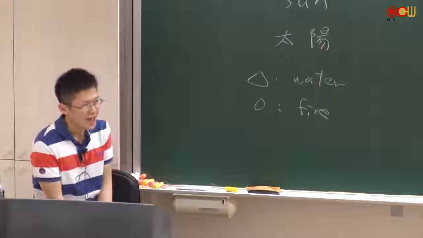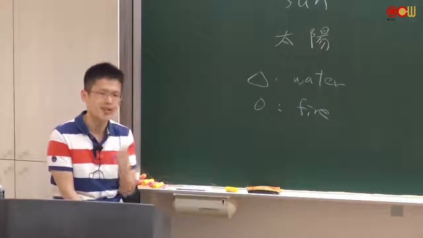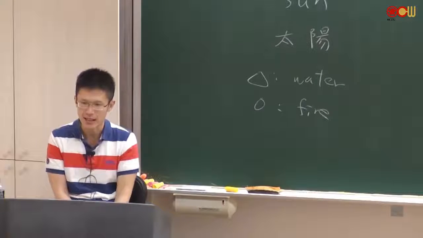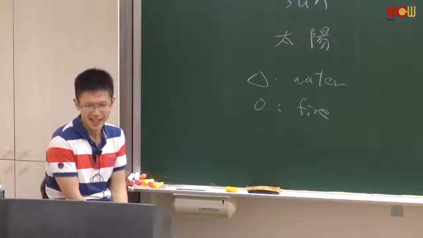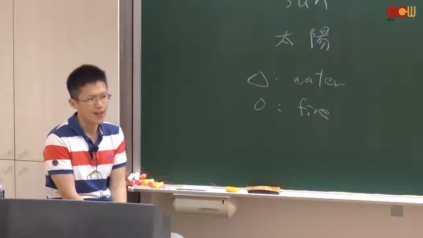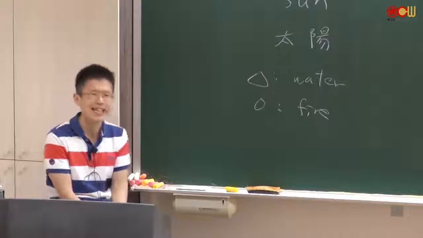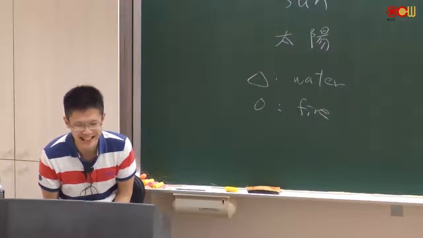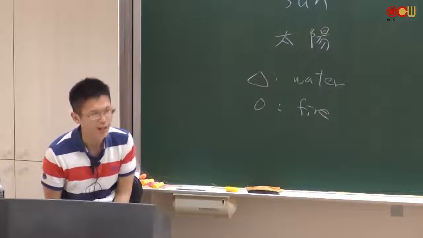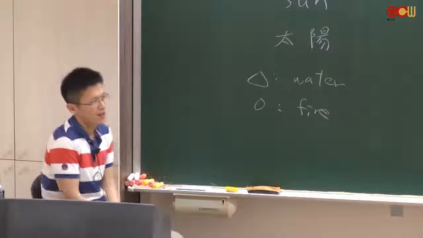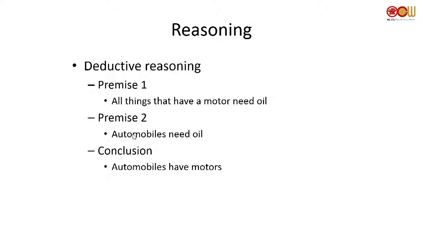But the example I just gave is easy. Reasoning is not always easy, and sometimes our reasoning skills could be contaminated by our past experience. Like what? Like this one. Premise 1, all things that have a motor need oil. Premise 2, automobiles need oil. Conclusion, automobiles have motors.